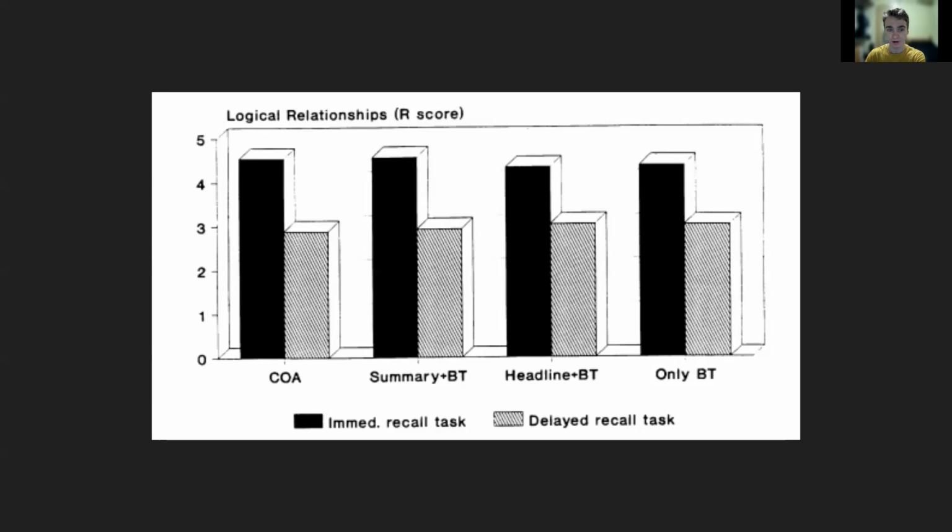And as you look on the bar graph, I was surprised to see it too. There's not that much variation in different scores, except for maybe with only the body text was a little lower. But other than that, the recall levels were basically the same. And the delayed recall test had slightly less numbers as well.